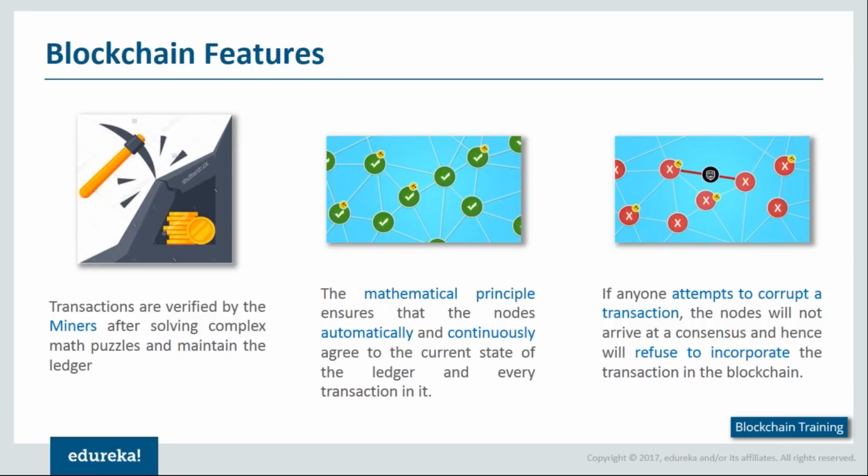Also, the mathematical principle associated with blockchain ensures that all the nodes are automatically and continuously in a state of agreement with each other. That is, all the values present as part of the blockchain are the same for everyone who's part of the blockchain. Again, this is mainly because of the mathematical as well as cryptographic techniques involved in the creation of a new block as well as verification and validation.